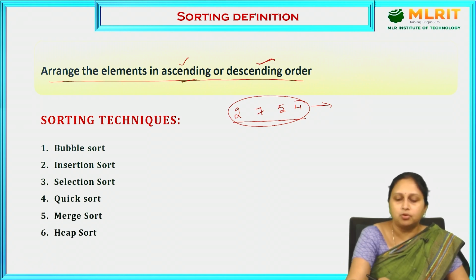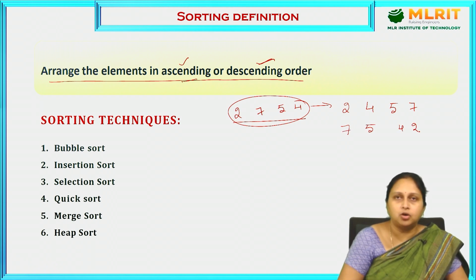Suppose I want to represent them in ascending order. What is the ascending order? You need to place the elements from the lowest element to the highest element. If it is descending order, we need to place them from the highest element to the lowest element. We can take any of the orders and place them. That is nothing but sorting.